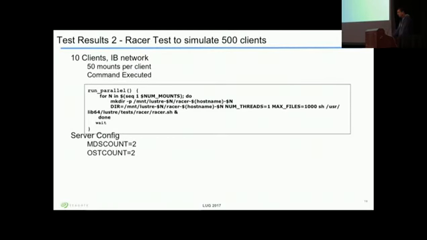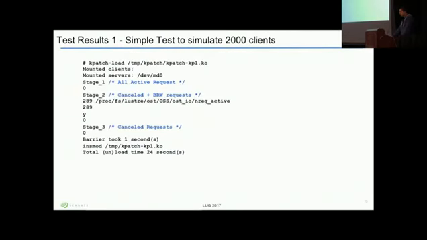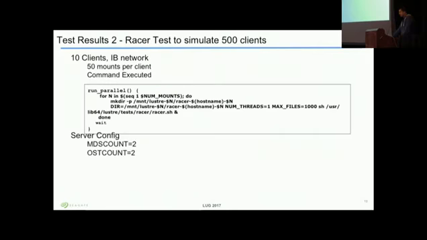So this one was on the OST side. This is a racer test on 10 clients with 50 mounts per client, and the command executed is racer. That means this is on the MDS side. The server configuration stays the same, which is MDS count is 2 and OST count is 2.